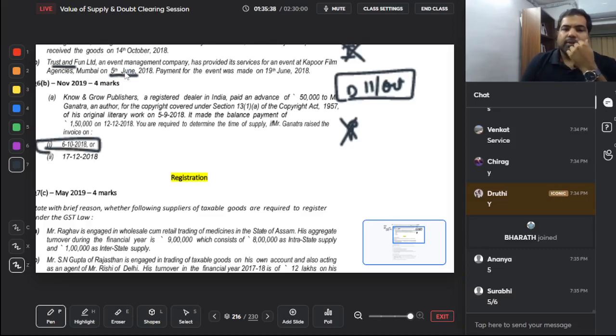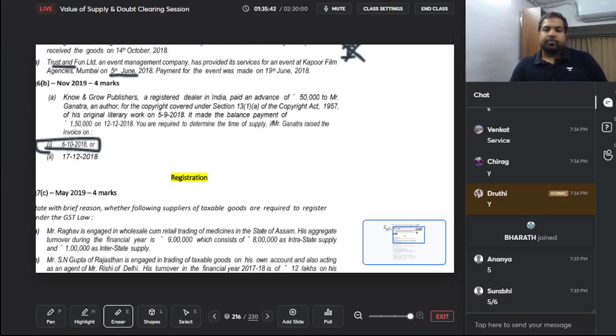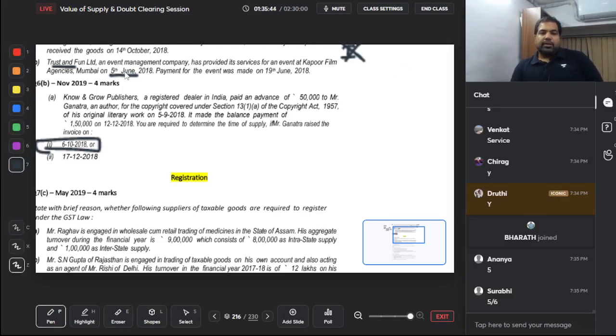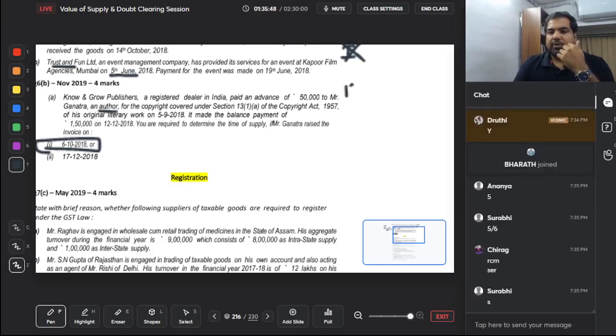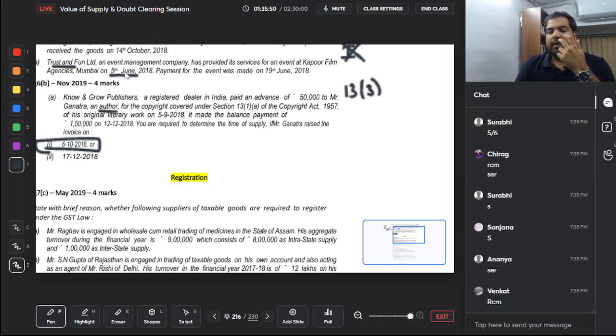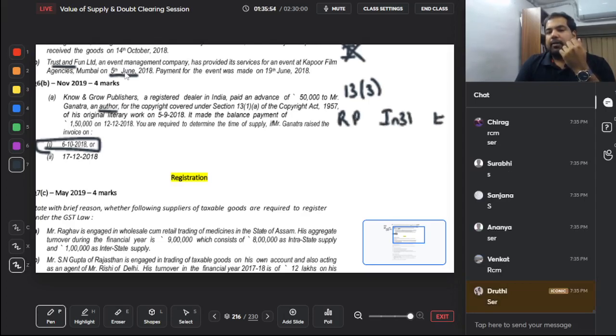No and Go publishers paid advance of 50,000 to Mr. Ganatra, an author. Guys, author, is it goods or services? It is services, section 13, and it's RCM, section 13(3). Recipient pays in 31 entirely. Remove R and make this 61.